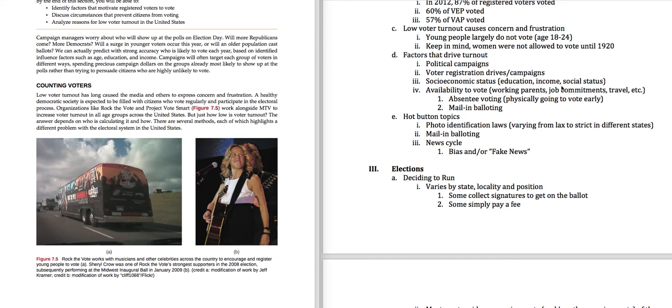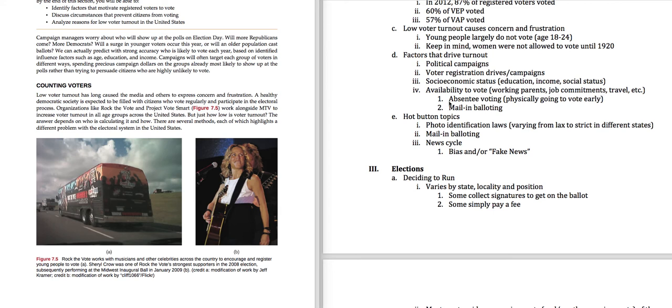People with more education, more income, higher social status tend to vote more than people with less education, less income, and lower social status. There's also availability to work. Some people are working parents. They got to take their kids to school. They got to go to work. They pick them up after school. They just simply don't have time to vote. People have job commitments. They travel.